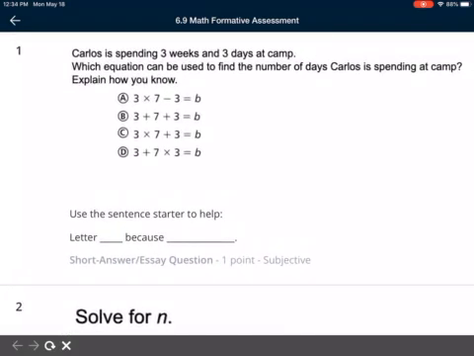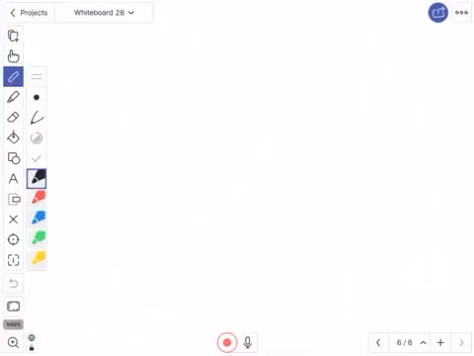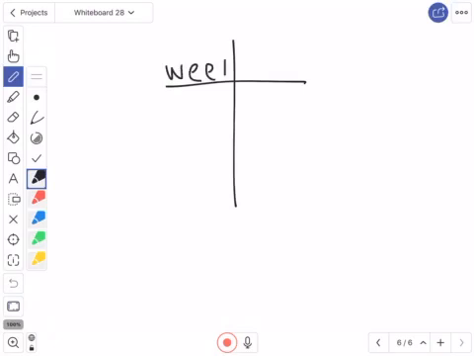Question number 1 is: Carlos is spending 3 weeks and 3 days at camp. Which equation can be used to find the number of days Carlos is spending at camp? Explain how you know. So it's kind of like the same things I was showing last week. I'll use it as a reminder. I always like to use data tables like this. If I have weeks there, and I put days here, then if I have 1 week, I know that I'm going to have 7 days.